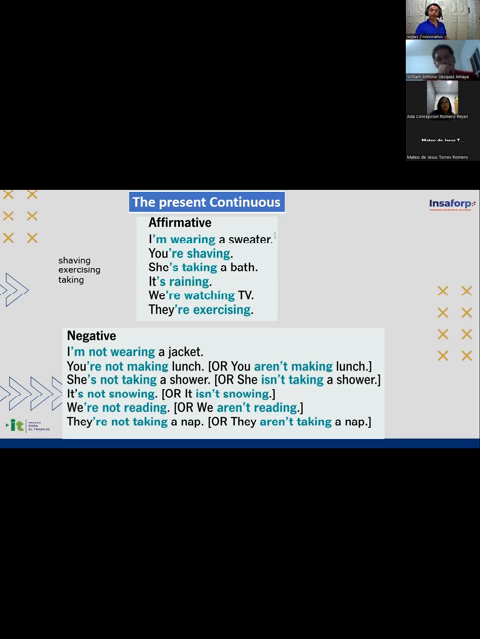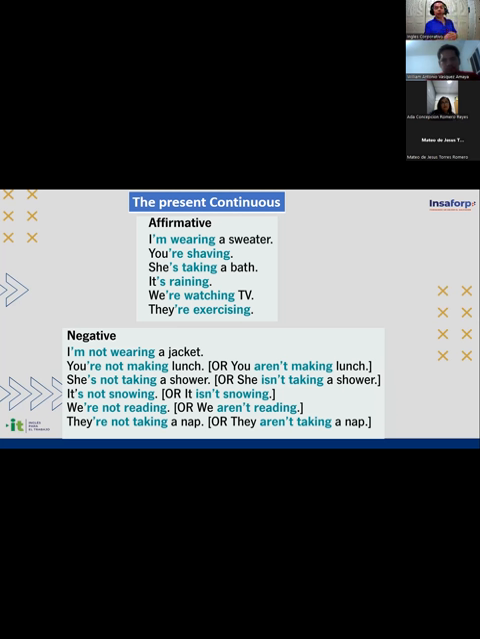Okay, good. Now, in negative, you use the word not, right? And you can make a contraction if you want. Instead of saying I am, you can say, I'm not wearing a jacket. You're not making lunch. You can also say, you aren't making lunch. She's not taking a shower, or you can say she isn't taking a shower. Two options, right? You contract the subject and the verb to be, and the other one, you contract the verb to be with the word not. You say isn't, right?